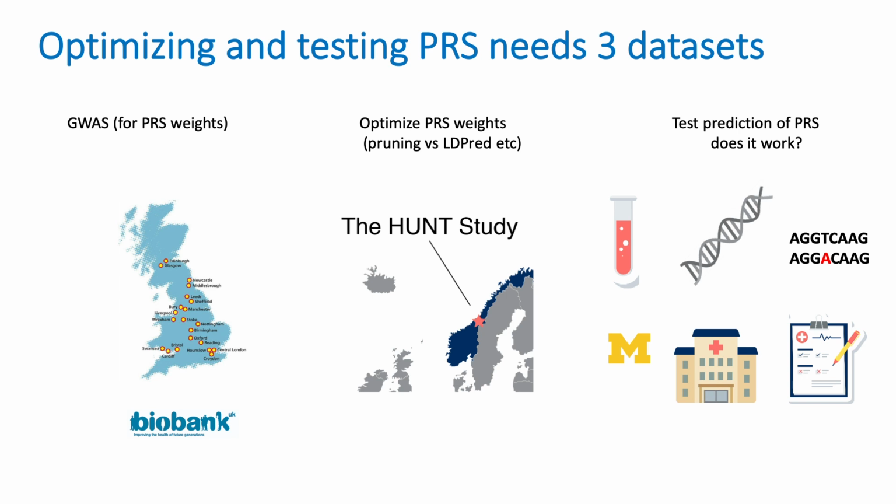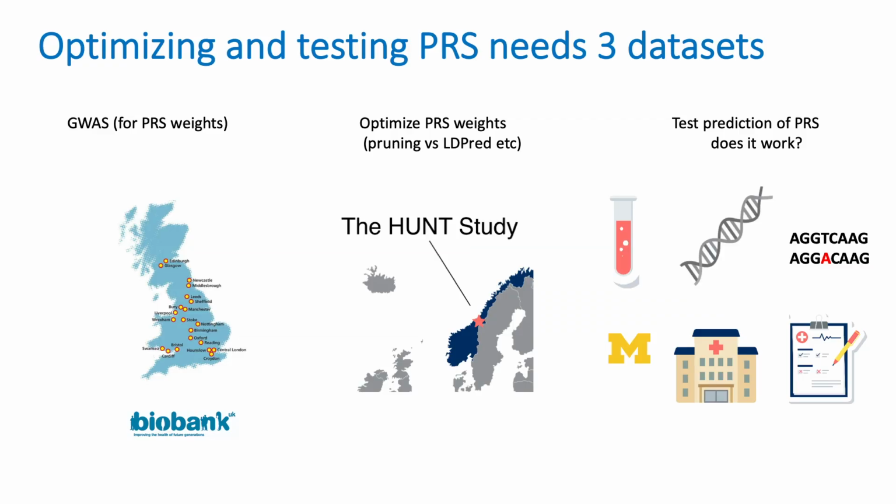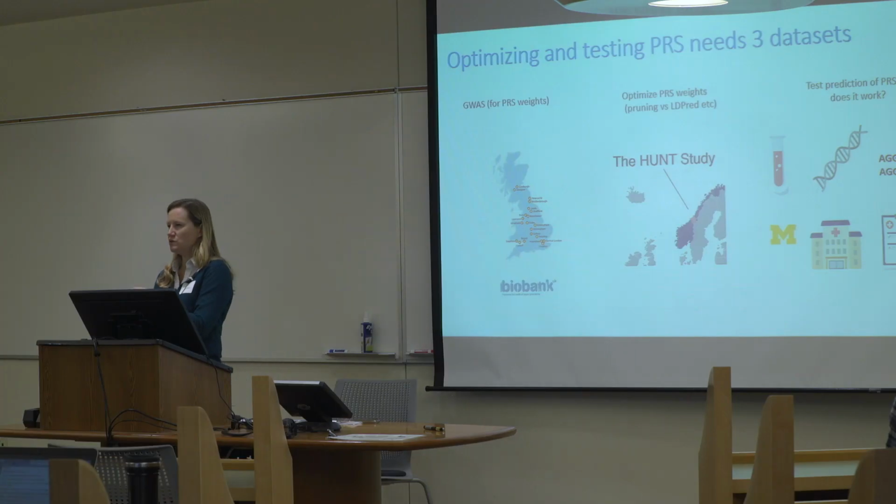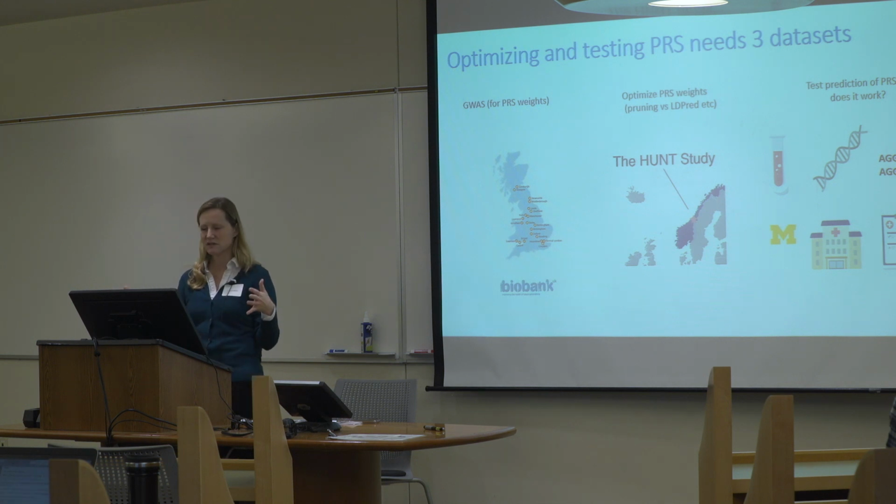However, it's not that simple in real life. To use a polygenic risk score, the optimizing and testing really needs 3 independent data sets. You need one data set to generate your GWAS and all your weights for those millions of variants across the genome. You need to optimize the weights. Should you use 1 million variants? Should you use 1,000? Should you use 10? It's not completely obvious at this time.